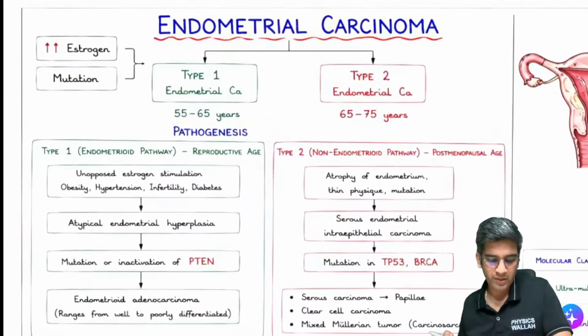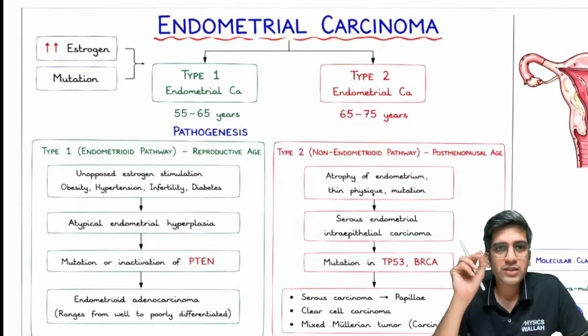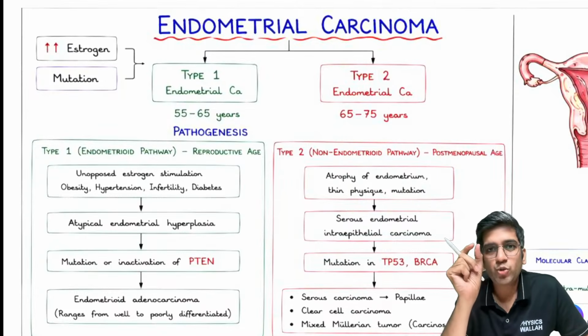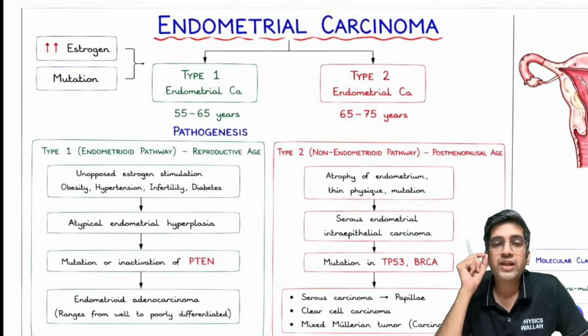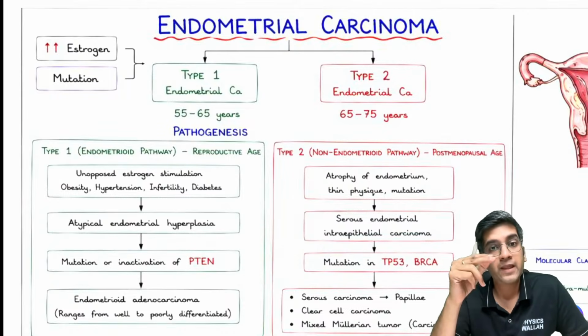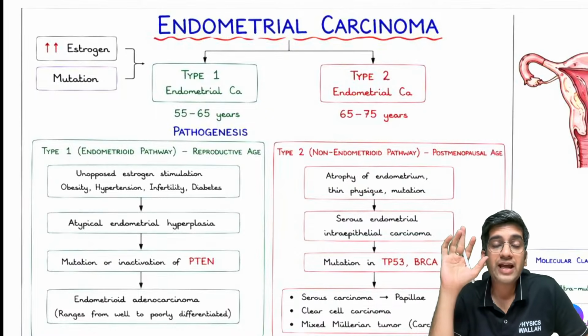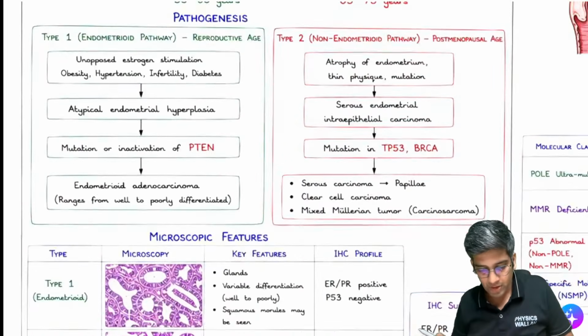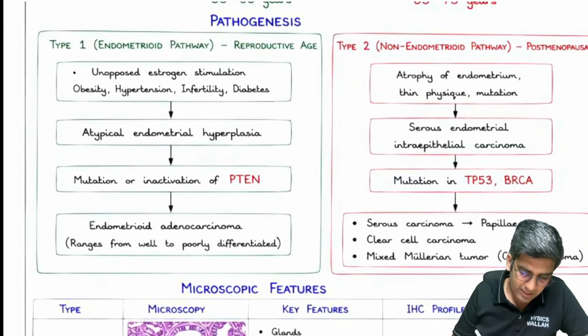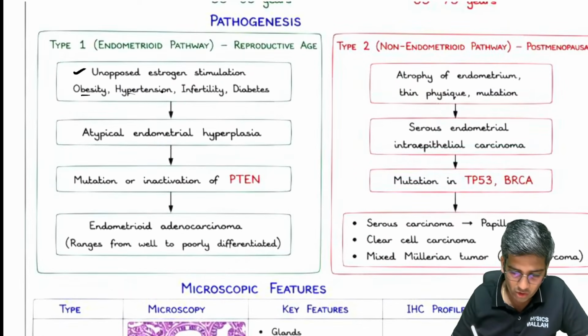Okay, done. So we have two types of cancer, type 1 and type 2. One is said to be in the reproductive age group, estrogen dependent, that is type 1. The second is non-estrogen dependent, non-endometrioid, and seen in postmenopausal age group. Fine. So first one, you have unopposed estrogen here, and you have all these guys.